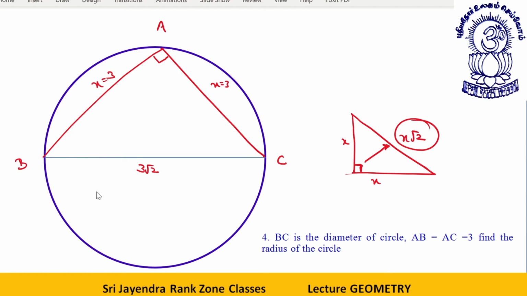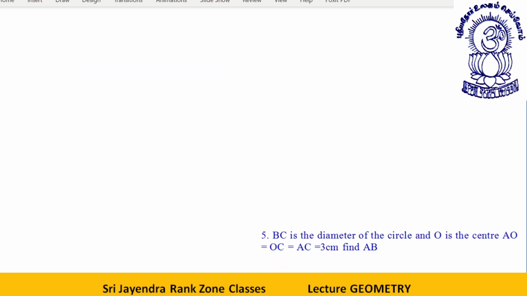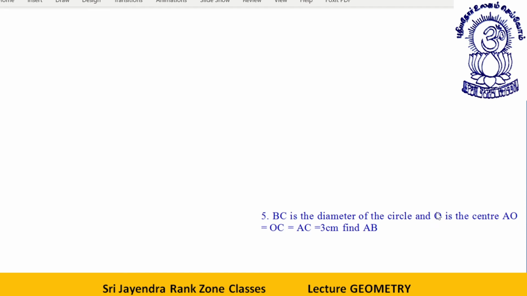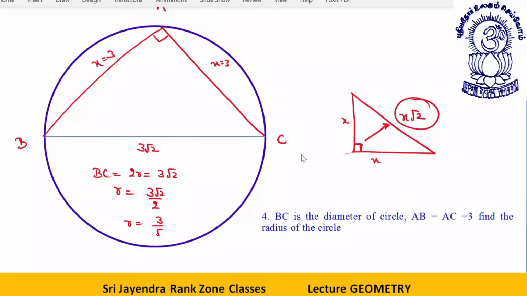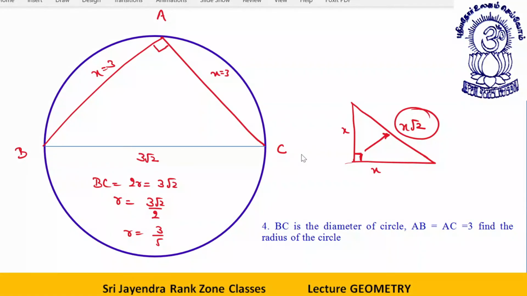Find the radius of the circle. So BC is equal to diameter is equal to 3 root 2. Now, what will be the radius? Radius will be 3 root 2 divided by 2. Therefore, radius is equal to 3 upon root 2. Quite easily done, quite easily demonstrated. I hope it is clear to all of you. Should I move ahead? Did I make some mistake? Yeah, done. Clear to everyone? Next one.